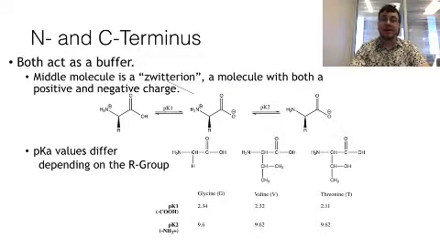So, both the amine of the N-terminus and the carboxylic acid of the C-terminus are considered weak acids, weak acid functional groups that can act as buffers. The amino residue exemplifies what's called a zwitterion, which has a net charge of 0.